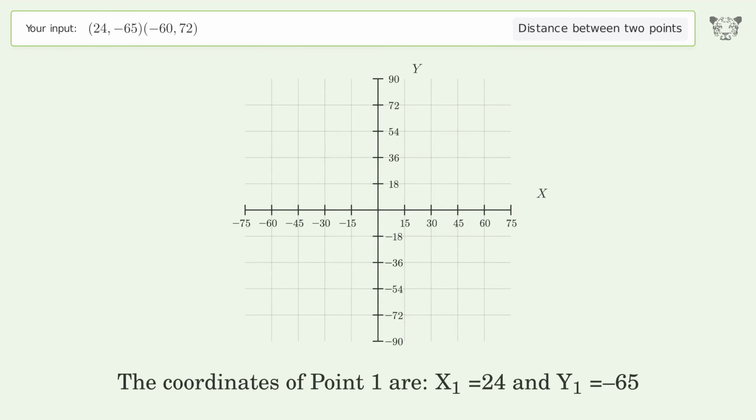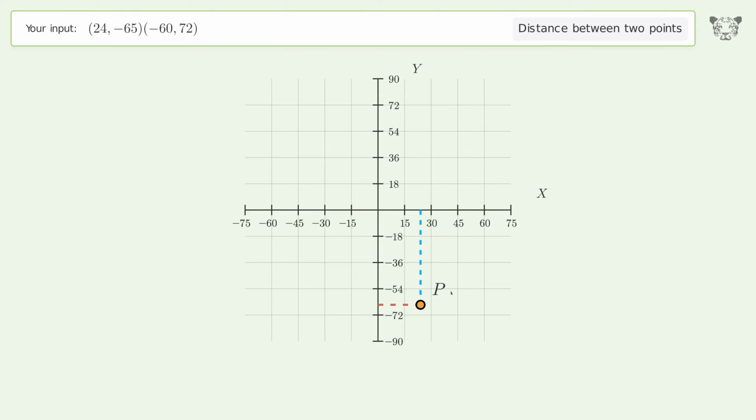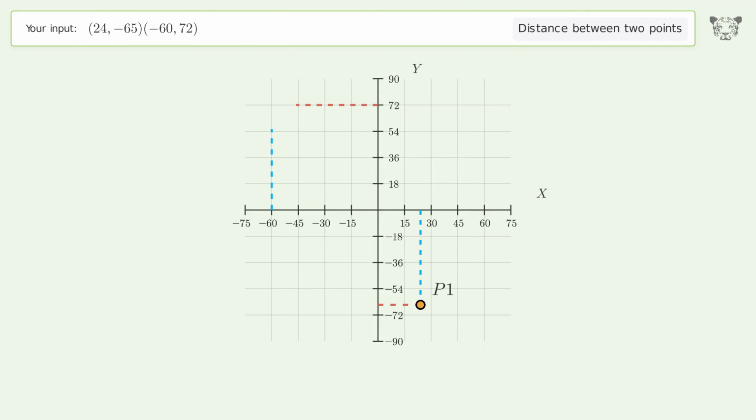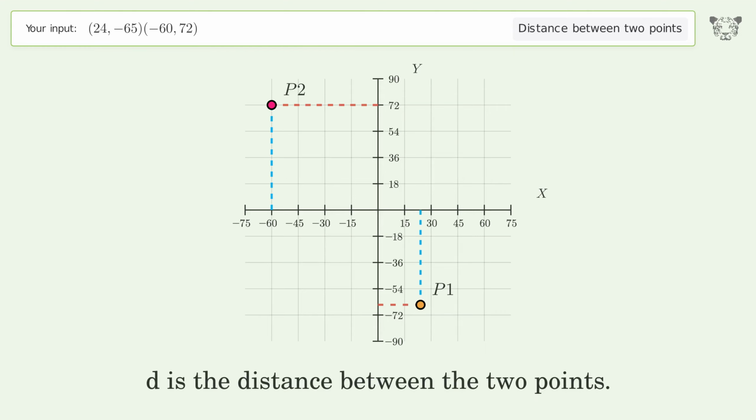The coordinates of point 1 are x1 equals 24 and y1 equals -65. The coordinates of point 2 are x2 equals -60 and y2 equals 72. D is the distance between the 2 points.